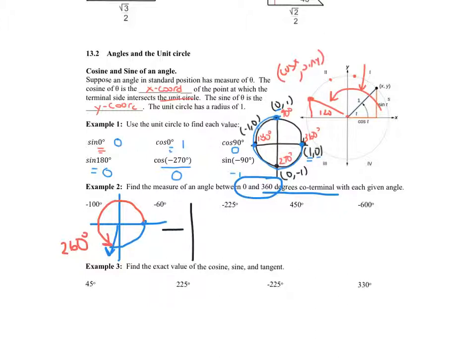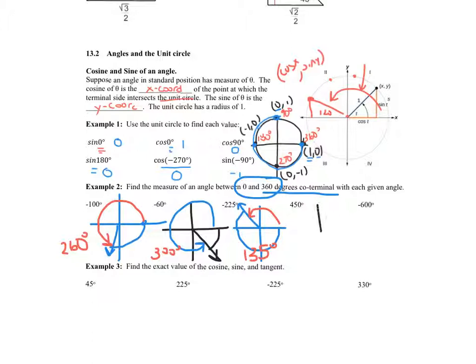If I did negative 60, so I went down 60, what's another way to get there that's positive? If I went around, it would be 300 degrees. Okay, negative 225 is going to be go 180 plus 45 more. So another way to get there is 135 degrees. Okay, 450 is going around the circle 360 and then another 90. So really, to get this angle, you could just do 90 degrees.